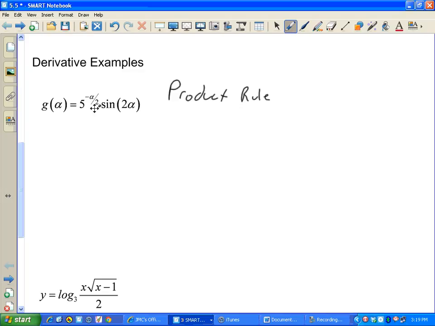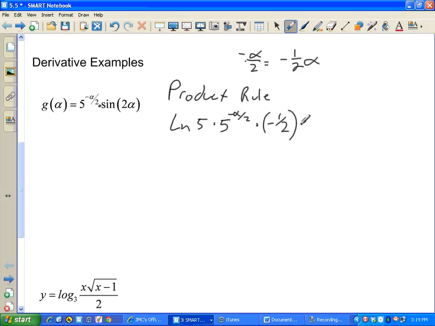So, product rule says take the derivative of the first thing, which is going to be the natural log of 5 times 5 to the negative alpha over 2, times the derivative of my exponent. Remember, the negative alpha over 2 could be rewritten as negative 1/2 alpha, and the derivative of this is just negative 1/2.